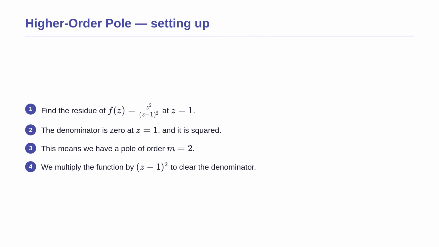Because m is greater than 1, we must use our higher order pole formula. We start by plugging in m equals 2 and z0 equals 1. Our first mathematical step is to multiply the function by z minus 1 squared, which is designed to perfectly clear out that problematic denominator.